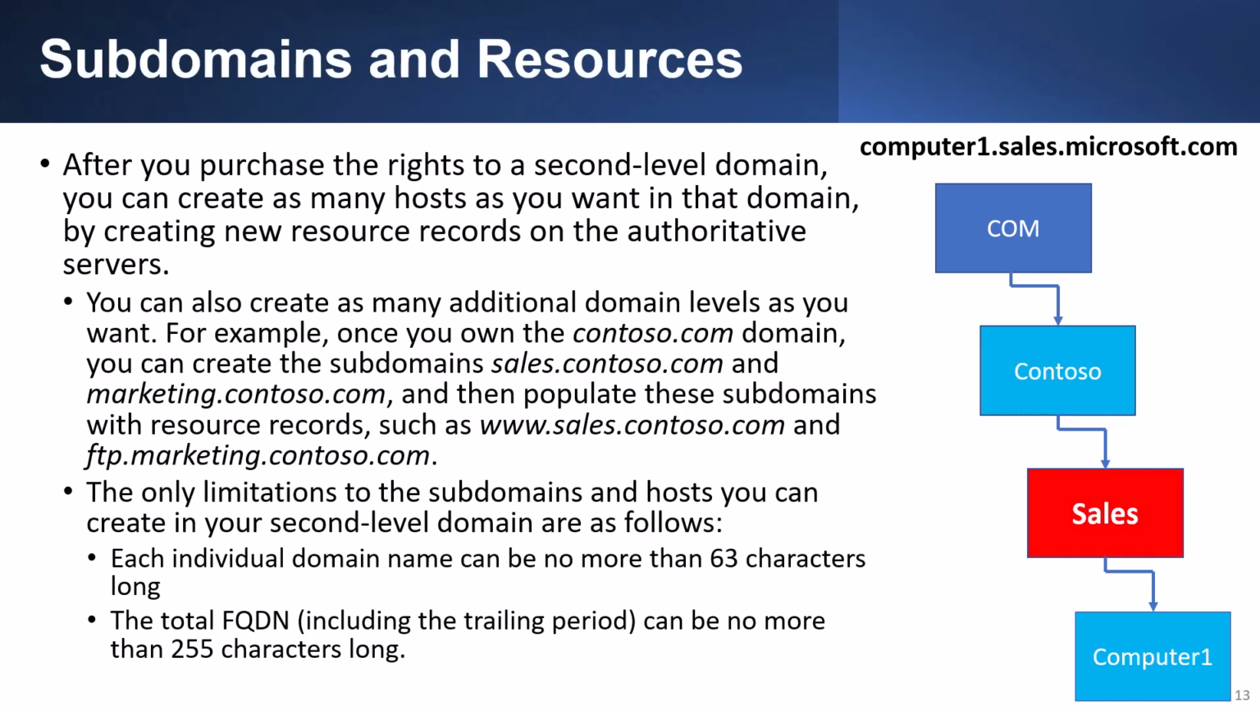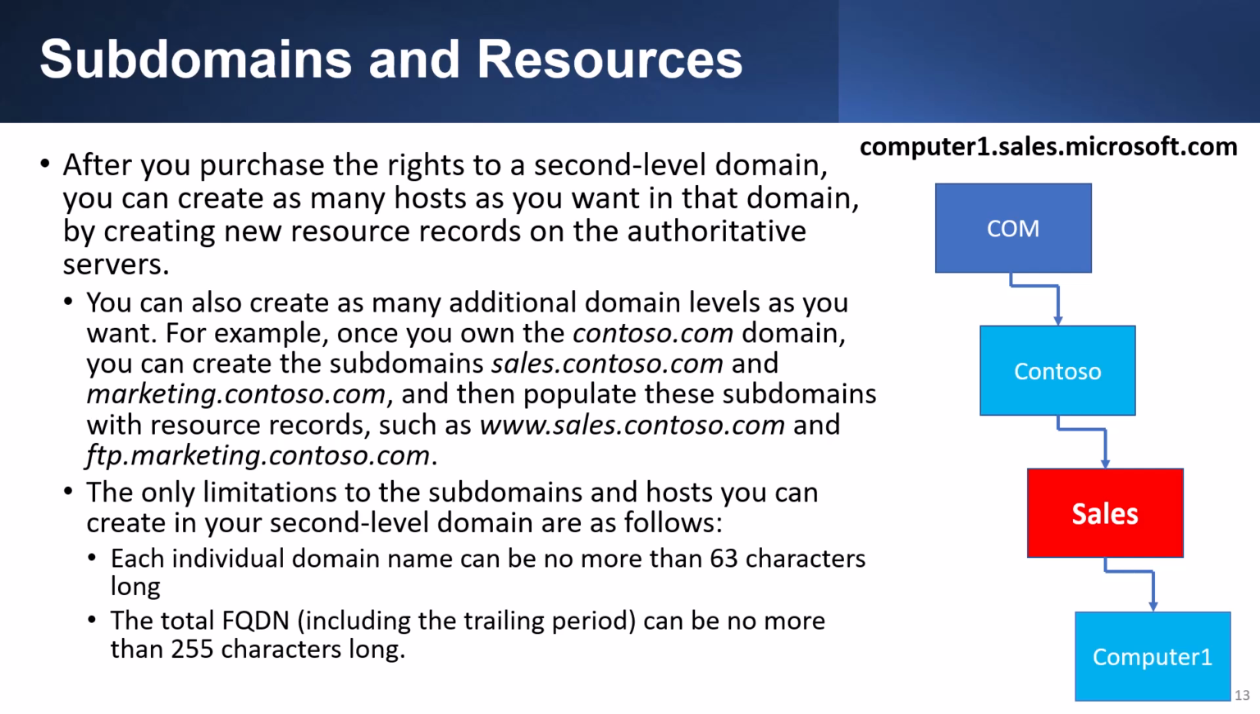After you purchase the rights to a second-level domain, you can create as many hosts as you want in that domain by creating new resource records on the authoritative servers. You can also create as many additional domain levels as you want. For example, once you own the Contoso.com domain, you can create the subdomains sales.contoso.com and marketing.contoso.com, and then populate these subdomains with resource records such as www.sales.contoso.com and ftp.marketing.contoso.com.